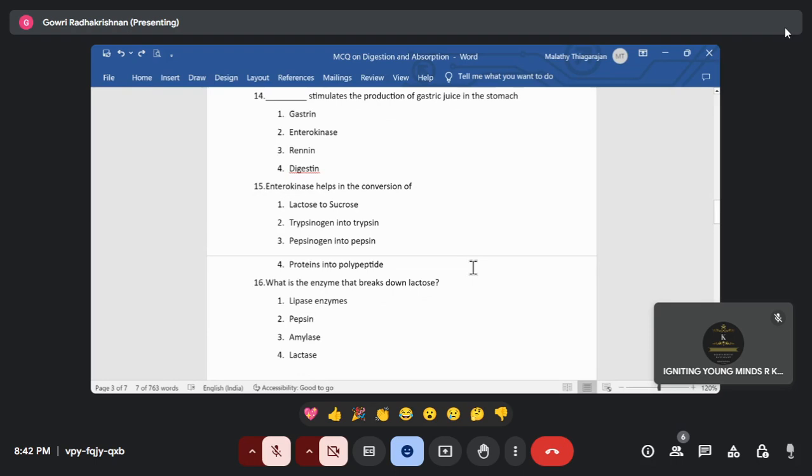The enterokinase helps in the conversion of... No idea. Give it a try, children. It's okay if you're wrong.